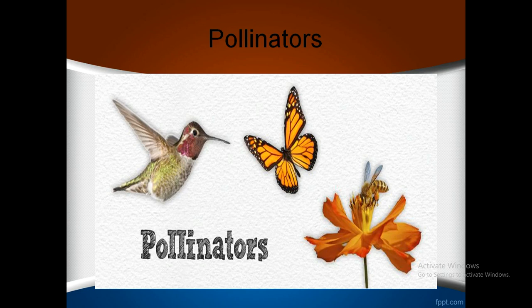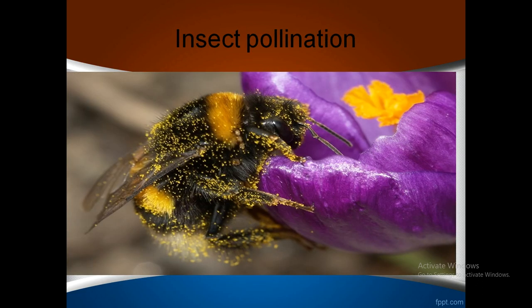Pollinators may be different, like among animals there are insects, birds, humans and other animals. They are all used as pollinators. Pollinators, as I told you, are the source of carrying pollen grains from one flower to another. So here are some examples of pollinators. Among pollinators or pollination, there are two types. One is insect pollination and the other one is wind pollination.